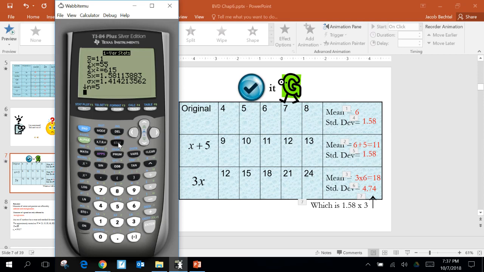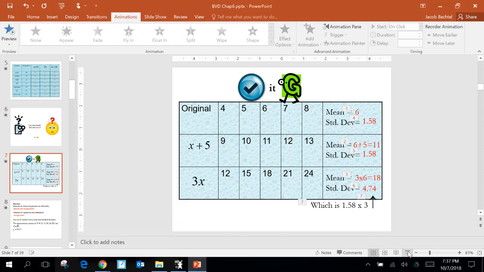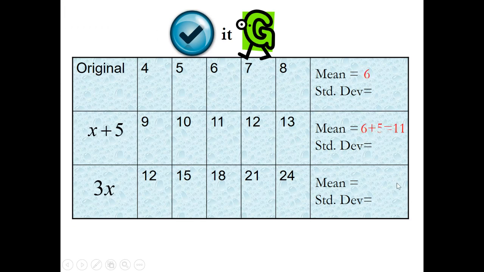But when I tripled my data, instead of L3, it tripled my mean. My mean went from 6 to 18. My sample standard deviation went to 4.74, which is, let's see, 1.58 times 3. And that's what we get. So yes, if we're just doing addition and subtraction, that affects my mean, but it didn't affect my standard deviation. But when I multiplied, that affected my standard deviation.